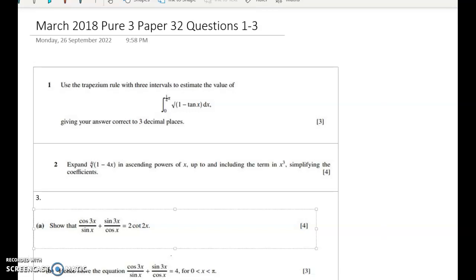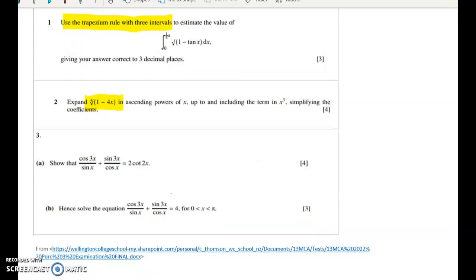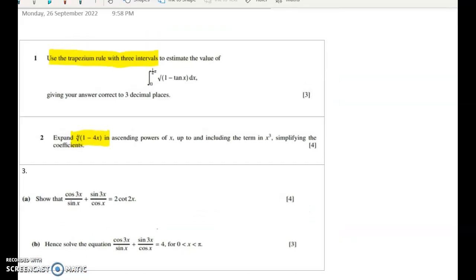So question 1 was a trapezium rule question, which was reasonably well done. A little bit of a muck up about figuring out the width of each interval. That put you wrong. The second question was very well done, which was a binomial expansion. That was pretty straightforward.